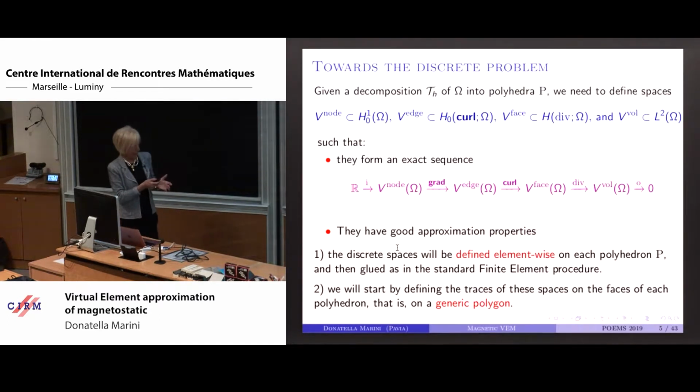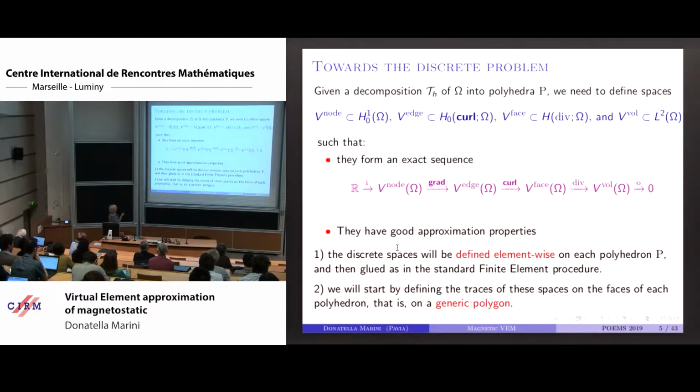So I'm going now to do this. These spaces will be defined element-wise, as usual, and then glued together as in the classical finite element procedure. And first, I will begin by defining the traces of these spaces on the faces of each polyhedron. So I'm going to treat first virtual spaces on polygons, on faces, okay?